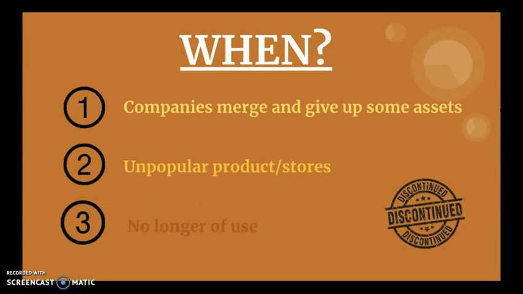When discontinued operations occur, there are three main events, the first being during mergers, because two businesses will probably sell or dispose of assets when merging together. Individual companies may also discontinue product lines or specific stores because they are unpopular or lacking in sales. And finally, components that are no longer of use to the company are also discontinued.